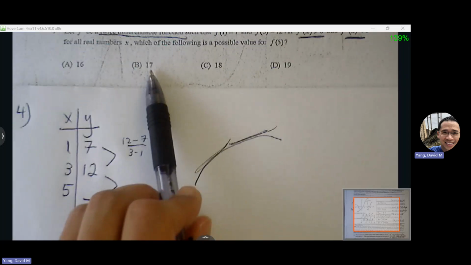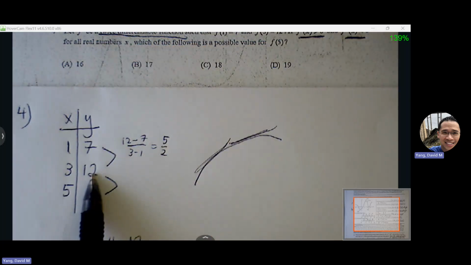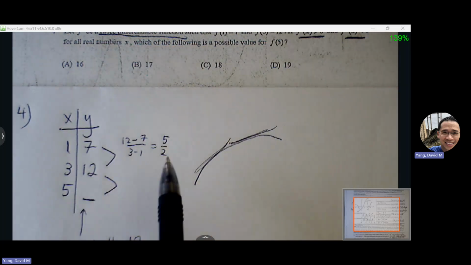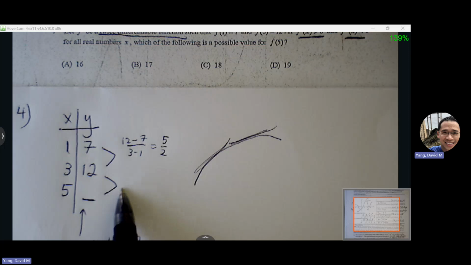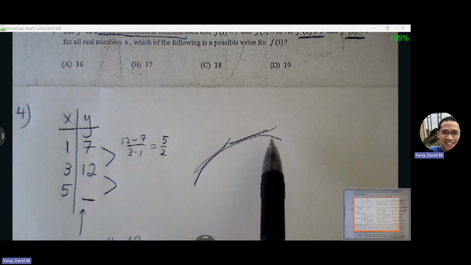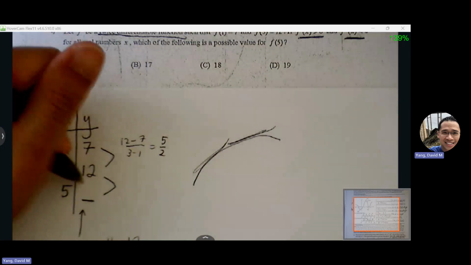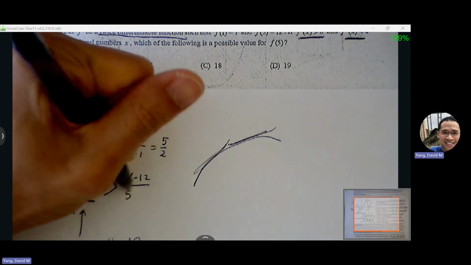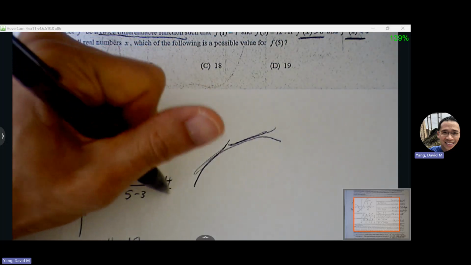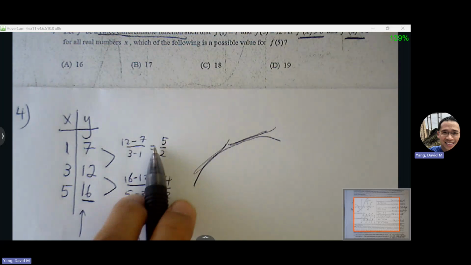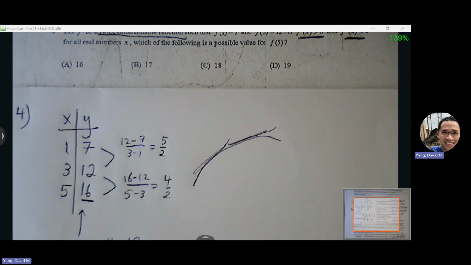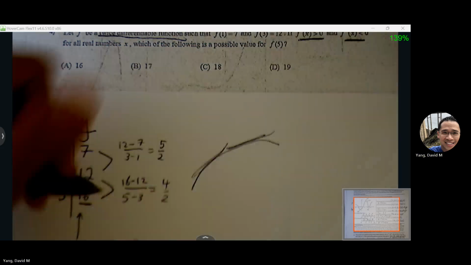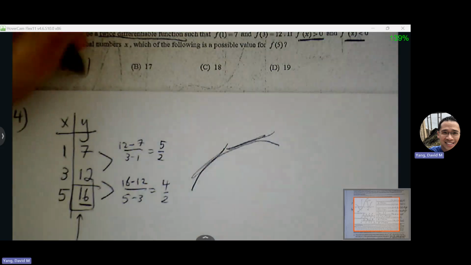If I try 17, for instance, 17 minus 12 is 5. 5 over 2 is 5/2. I can't have a slope that's still 5/2, right? It's got to be something less. So let's try 16. 16 minus 12 over 5 minus 3, I get 4/2. 4/2 is less than 5/2. It's still a positive slope, but it's concave down because my graph is doing this. So my answer is 16.